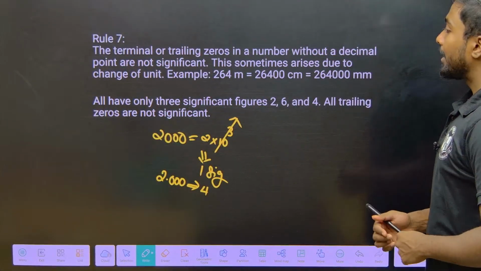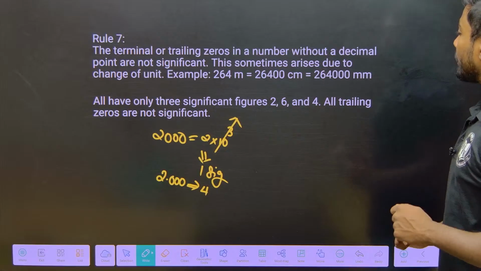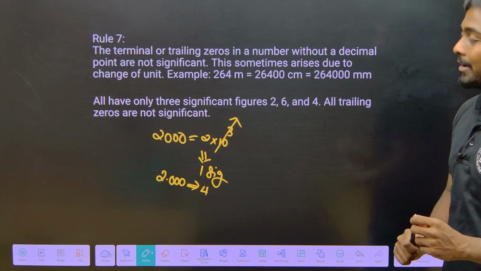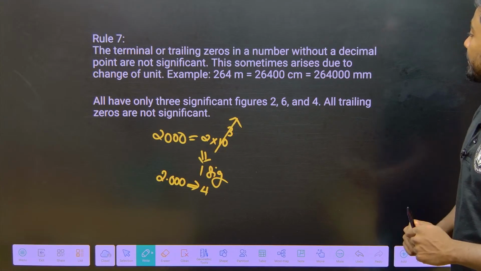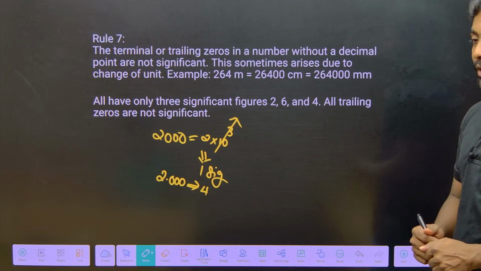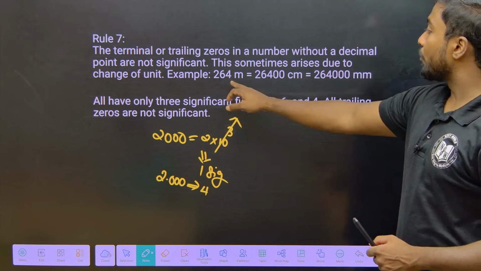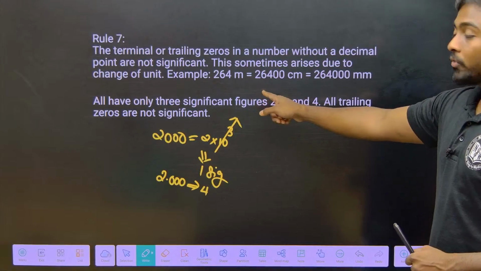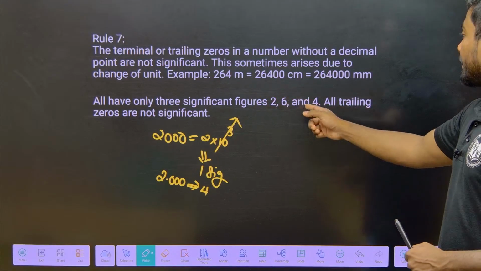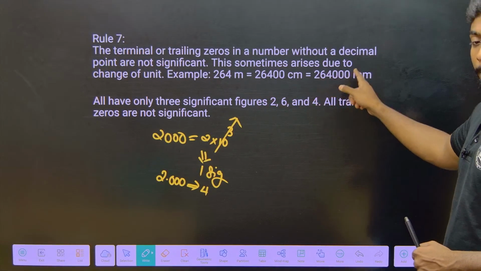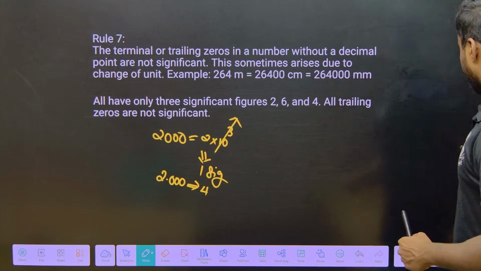So the terminal or trailing zeros in a number without a decimal point are not significant. This sometimes arises due to change of units. Example, 264 meter can be written as 26400 centimeter, 264,000 millimeter. Okay.